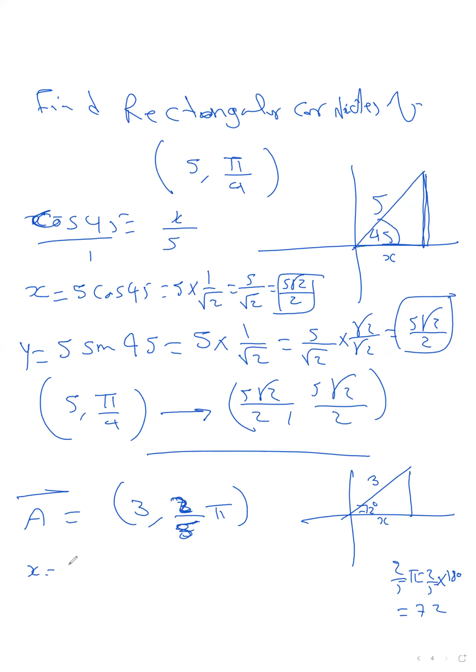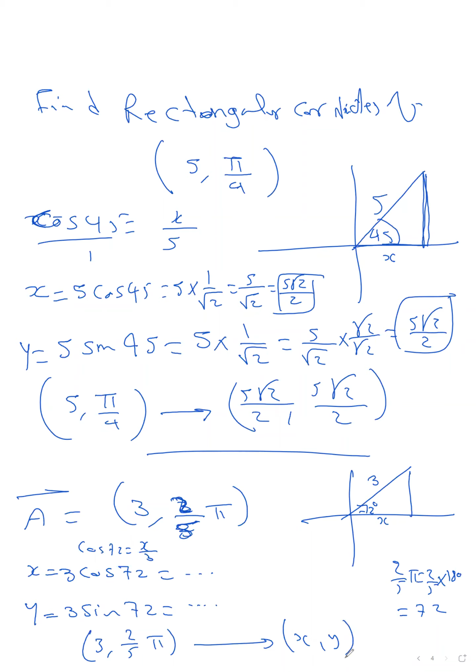طيب x هيبقى equals كام؟ المفروض كوزاين 72 equals x over 3، يعني x equals 3 كوزاين 72، و y equals 3 ساين 72. أنا عايز كالكوليتر. يبقى هنا 3 and 2 over 5 باي same vector as x and y. الإكس ب 0.92 والواي 2.85 تقريبا. ماشي.